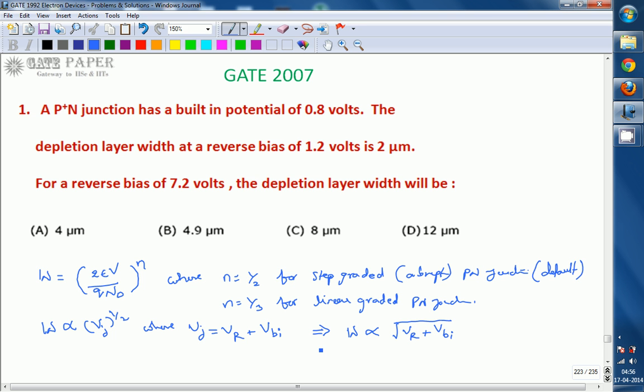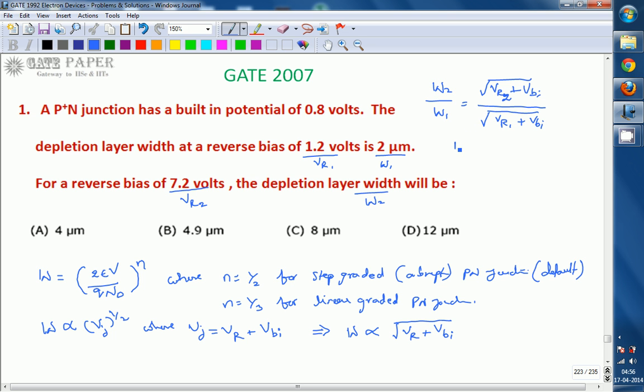We will consider Vr1 as 1.2 volts. When Vr1 is 1.2 volts, the 2 micrometers will be treated as W1, and Vr2 is the second reverse bias voltage, with depletion layer width treated as W2. Then we can write W2 by W1, and if you remove the proportionality constant K, it cancels, so you can directly write it as the square root of Vr2 plus Vbi divided by the square root of Vr1 plus Vbi.